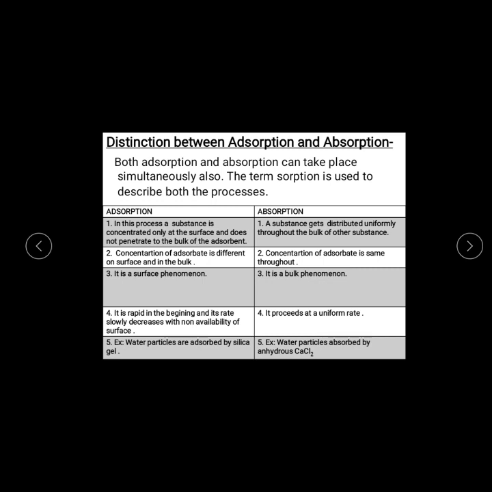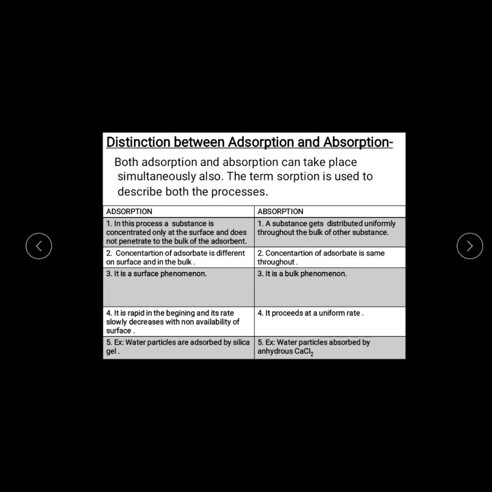Now, we come to the distinction between adsorption and absorption. Both adsorption and absorption can take place simultaneously also, and in that case we use a common term, that is sorption. Now we look into the differences of adsorption and absorption. First point of difference will always be the definition of the two terms. So adsorption is a process in which a substance is concentrated only at the surface and does not penetrate to the bulk of the adsorbent. And in absorption, a substance gets distributed uniformly throughout the bulk of the substance.